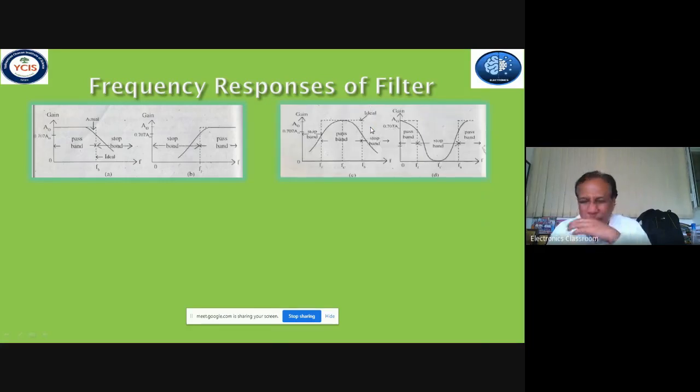Then we move on to the next two types of filter. Looking at the third graphical representation, it is the band pass filter. Looking at this response, it is the relation between the frequency and the gain of the filter circuit. We can find that as frequency increases, the gain increases, it remains constant, and after a certain frequency the gain goes on decreasing. What is this? This is the frequency response of the series circuit.